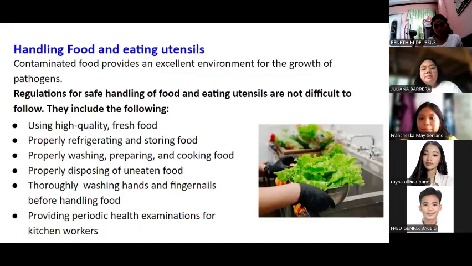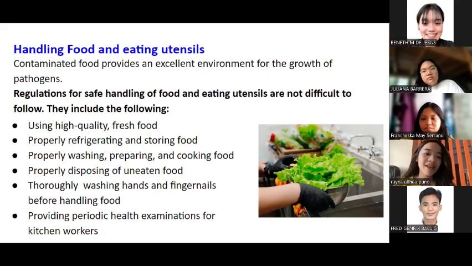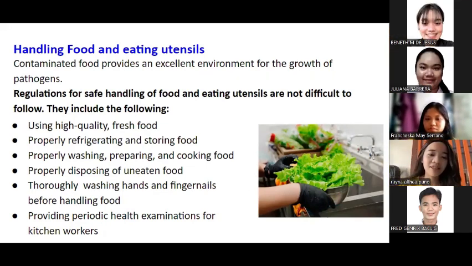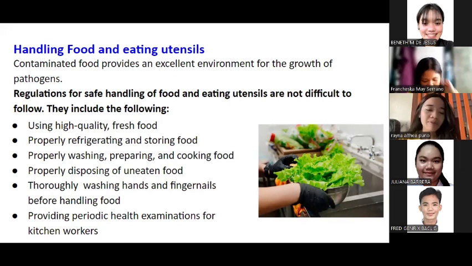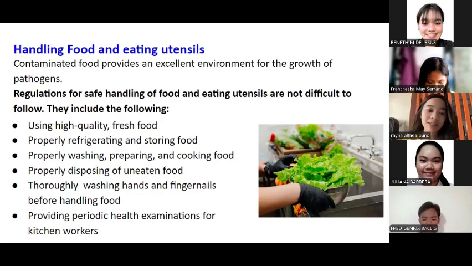To continue, Miss Rayna will proceed. So for today, I will be presenting handling food and eating utensils. Contaminated food provides an excellent environment for the growth of pathogens. So contaminated food can lead to the growth of harmful pathogens, which can cause foodborne illness. To prevent this, it's important to follow some straightforward regulations for safe food handling and maintaining clean eating utensils.